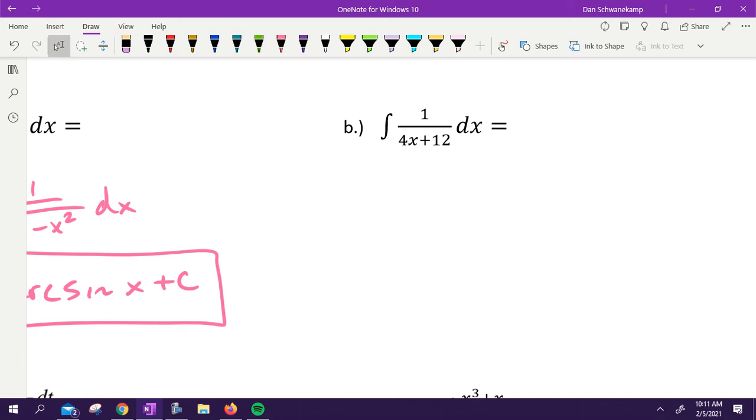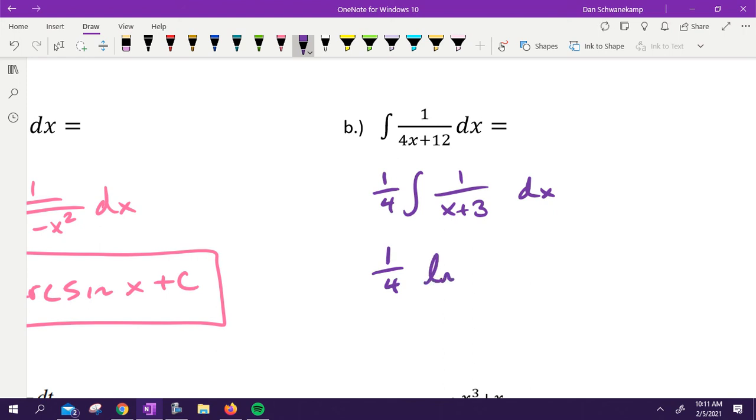Is there any constants? What could I pull out in front? Do that. If you pull out that 1/4, it becomes even easier. I don't think it's hard before, but if I pull out that 1/4, boom, now it should be right away. It's 1/4. What is the antiderivative of 1 over x plus 3? Natural log. You've got x to the first power on bottom and nothing else on top. It's natural log of absolute value x plus 3 plus c.